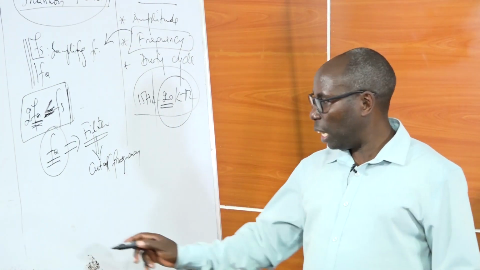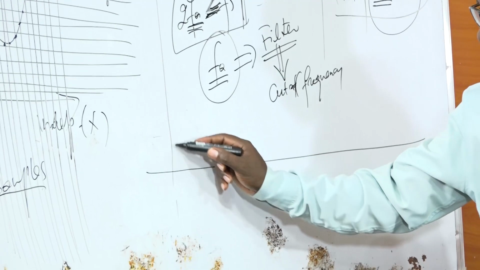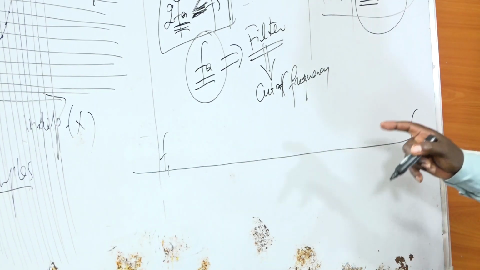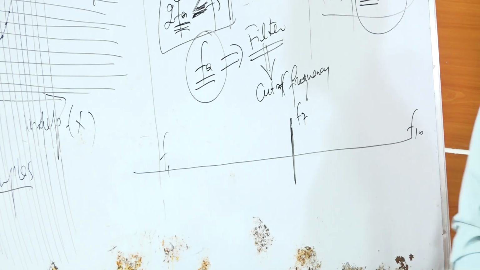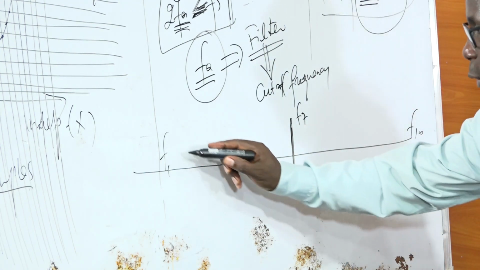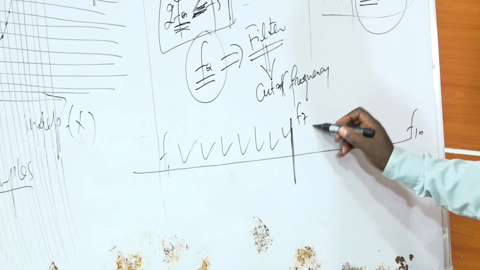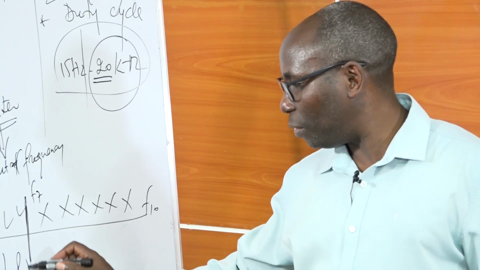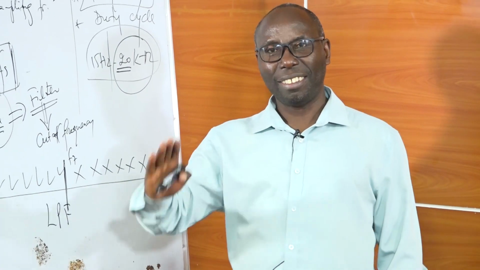What does it mean? Let's say we have a signal whose frequency spectrum ranges from F1 up to F10. These are the frequency components. But we want to cut so that the highest should be F7. In that case, we will use a filter. Now, what kind of filter? It's a filter that will allow only the lowest up to F7, and anything more than F7 is blocked. This is what you call a low-pass filter.